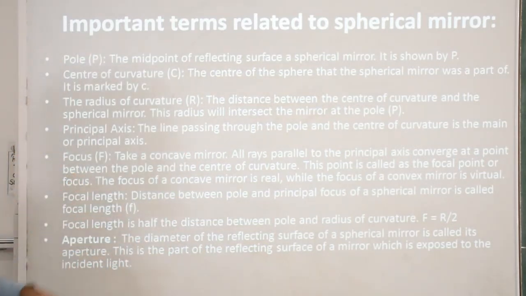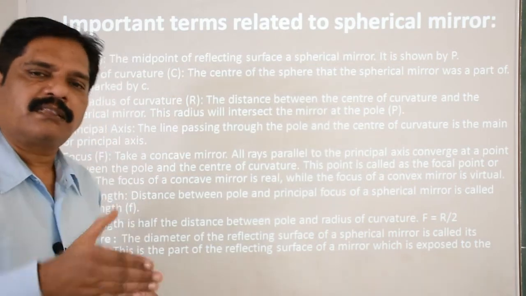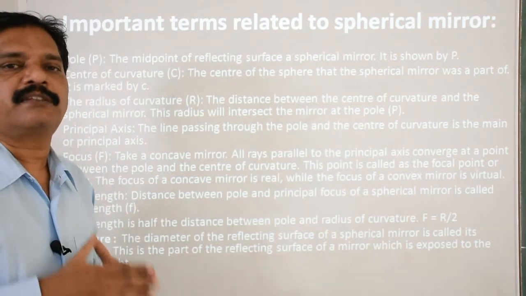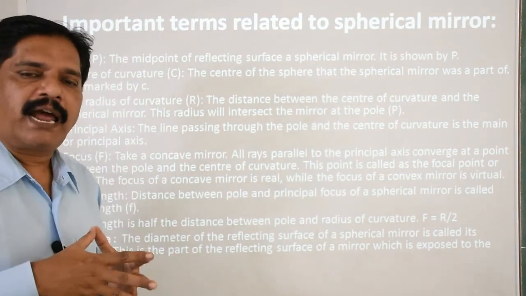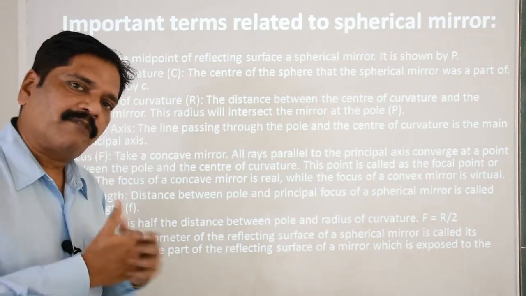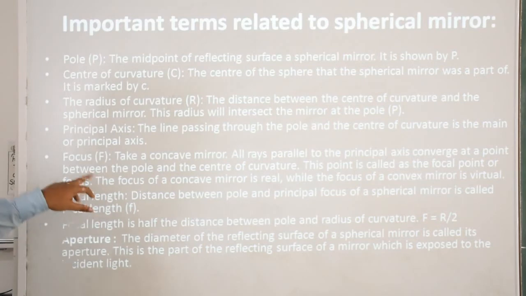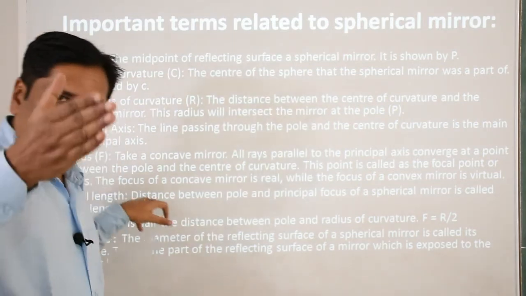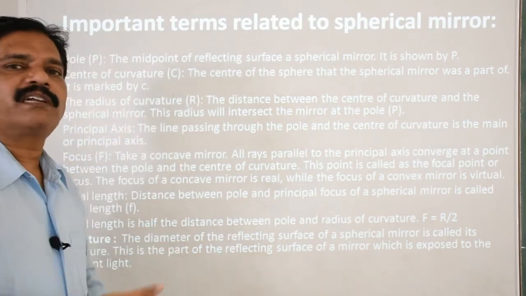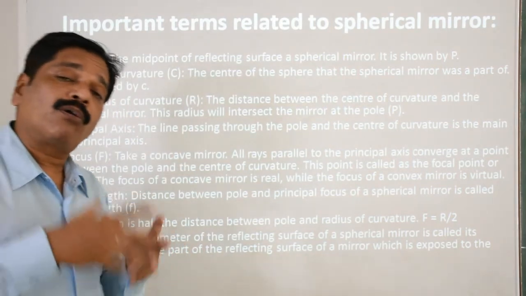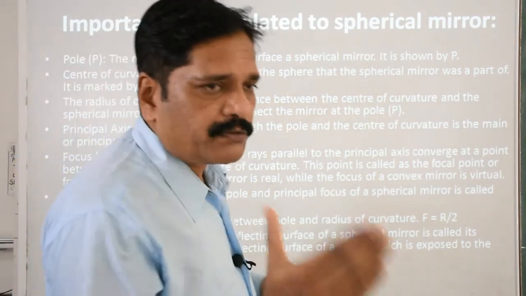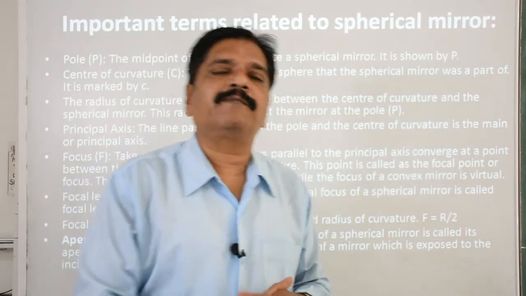Then the focus. A point on the principal axis where light rays parallel to the principal axis intersect the principal axis after reflection is called the focus. And remember, what is the focal length? The distance between the pole and the focus is called the focal length. And always remember a relation between the radius and the focal length.